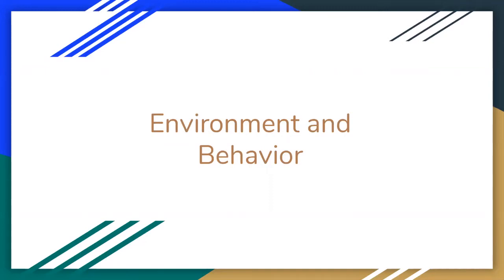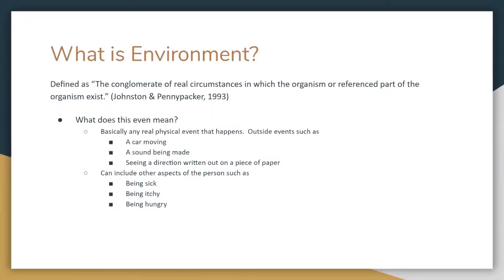So now we're going to have a quick run through of the environment and its effects on behavior. So what is the environment in reference to behavior analysis? It is defined as the conglomerate of real circumstances in which the organism or reference part of the organism exists.